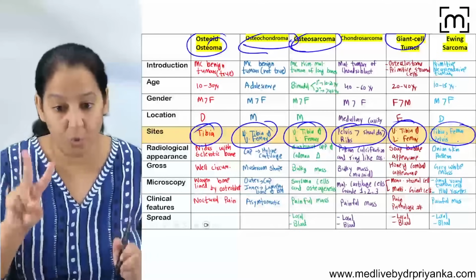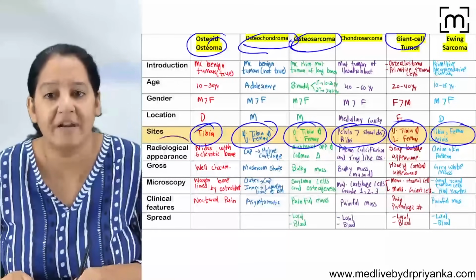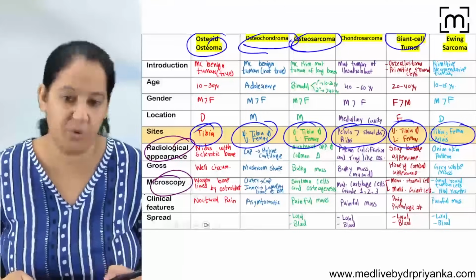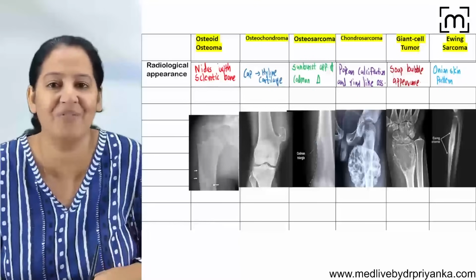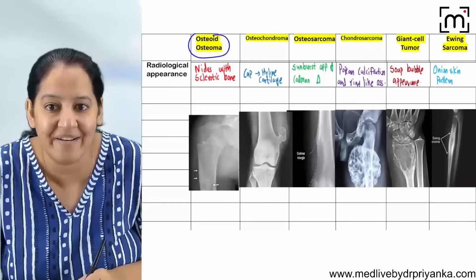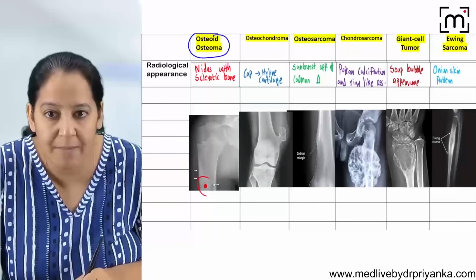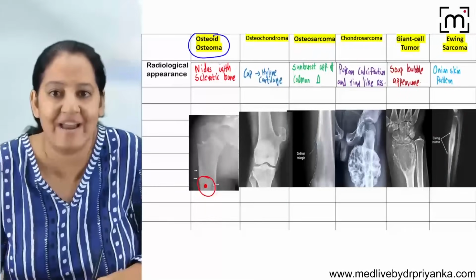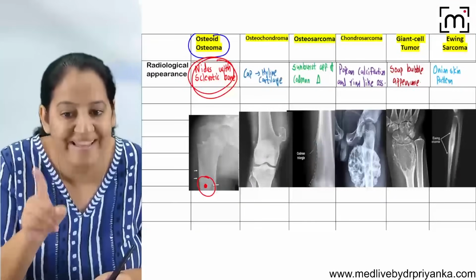Now, you have to learn two diagrams very judiciously. Most importantly, you should learn the diagram, the radiological appearance and microscopy. So I will show you the diagrams. See the radiology of all of them together. Can you see the radiology of all of them? Osteoid osteoma having a central nidus. Can you appreciate a central nidus? A central nidus which is surrounded by a sclerotic bone. So say central nidus surrounded by a sclerotic bone. Osteoid osteoma. Please learn it.